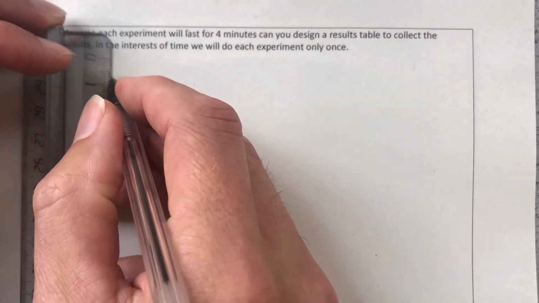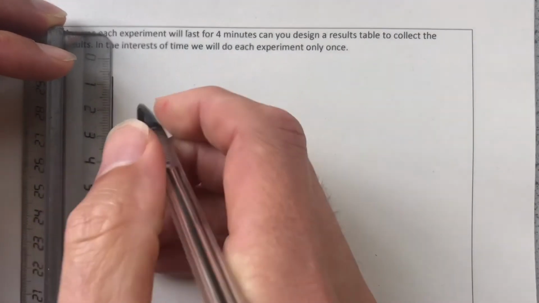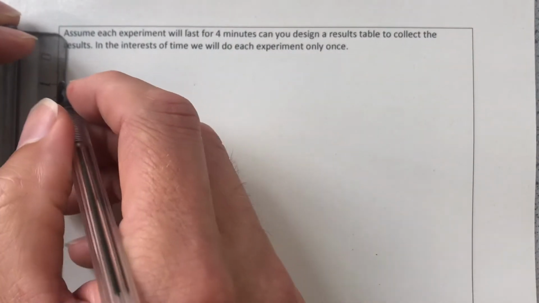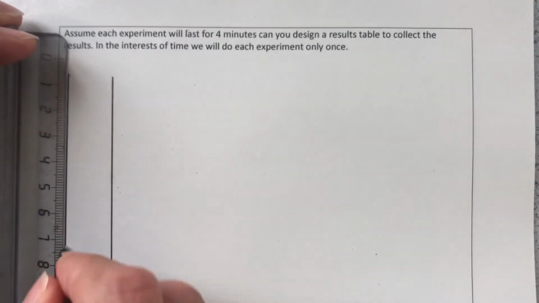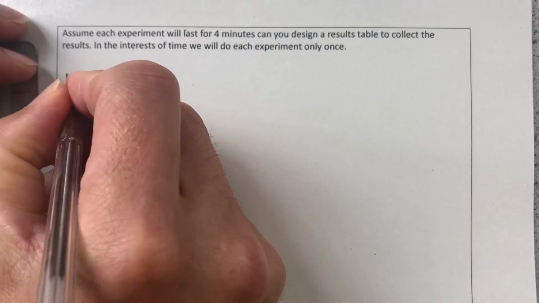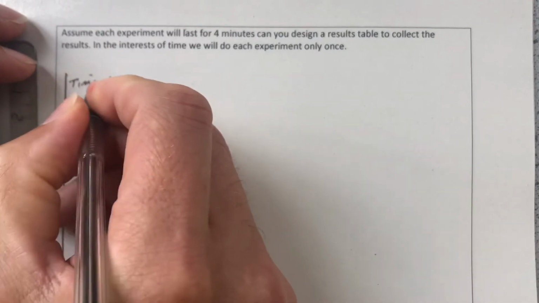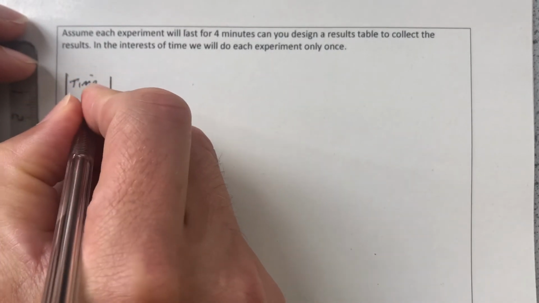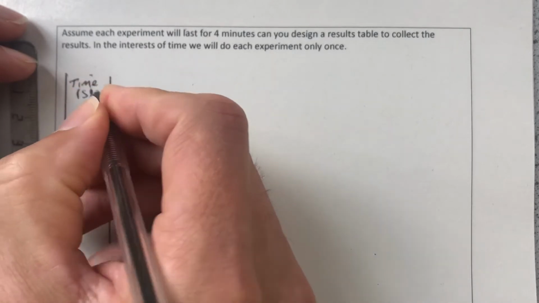So the first column we need down here is a time column, and we're going to do it for 4 minutes. So time. We'll record it in seconds, but we'll do 4 minutes' worth, as I said.